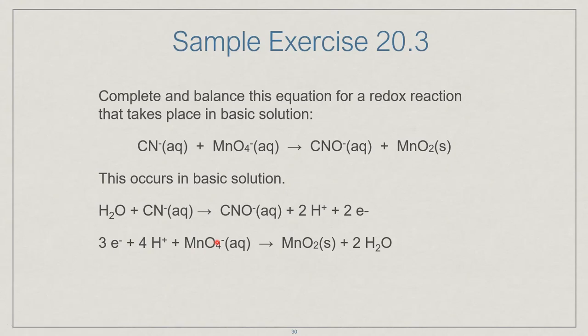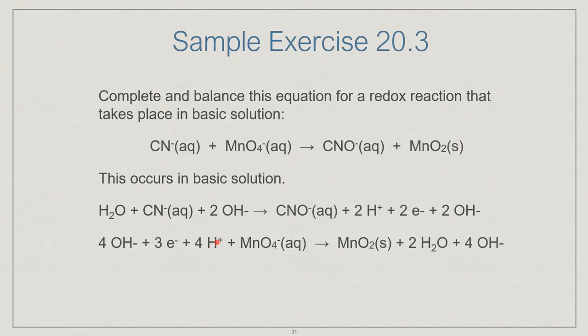And then for this one, since it is going to be in a basic solution, we're also going to add in hydroxide ions. We're going to add the same number as the H plus. So for the bottom one, we're going to add 4 hydroxide ions to both sides of this reaction, because we had 4 H plus on the left there. And then similarly with the top one, we'll add 2 hydroxide ions to both sides, just because we had 2 H plus on the right for that one.